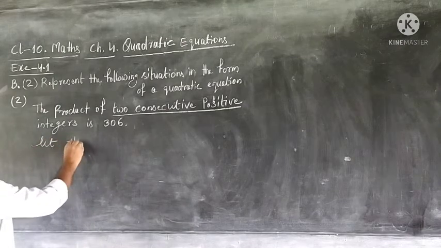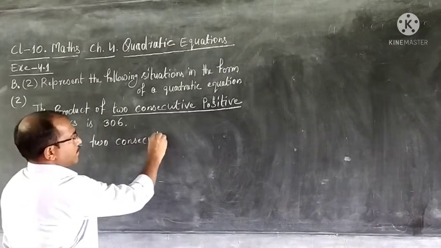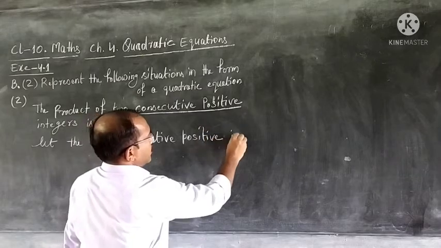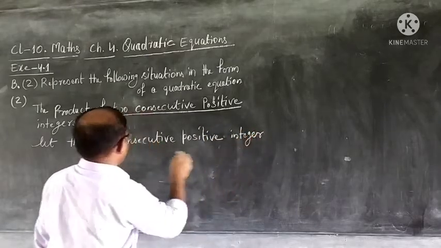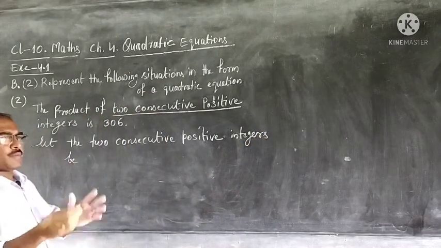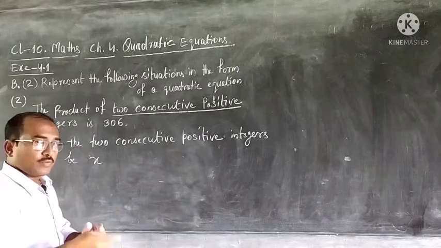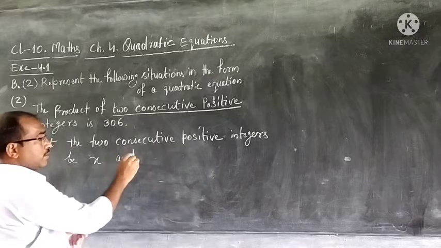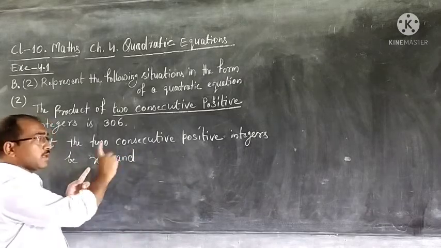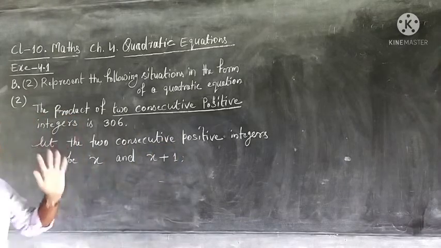So we start: let the two consecutive positive integers be x and x plus 1. In my example the first one was 5, but here we don't know what it is, so x. What will the next one be? We do not know whether it is 5 or 10 or 100 or 200. We know the first one is x, so the next one will be x plus 1. So these are the two consecutive positive integers.